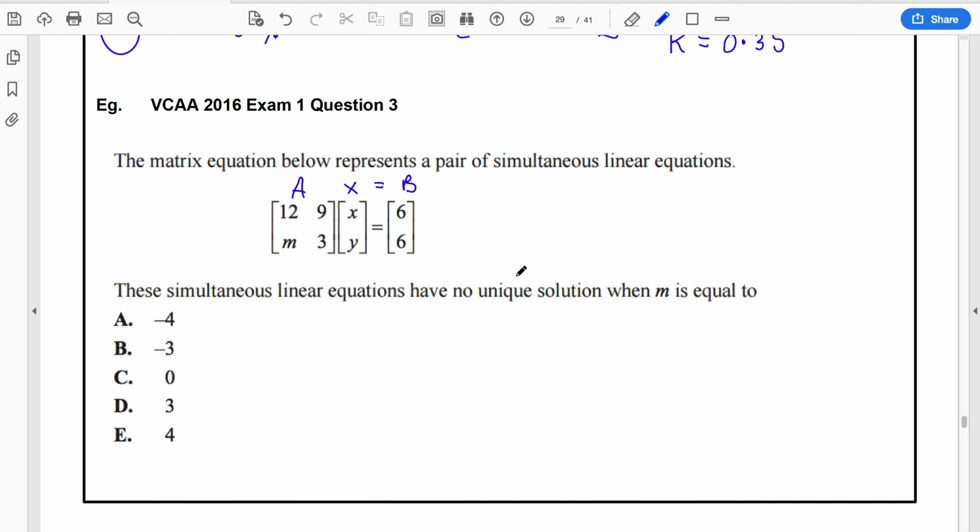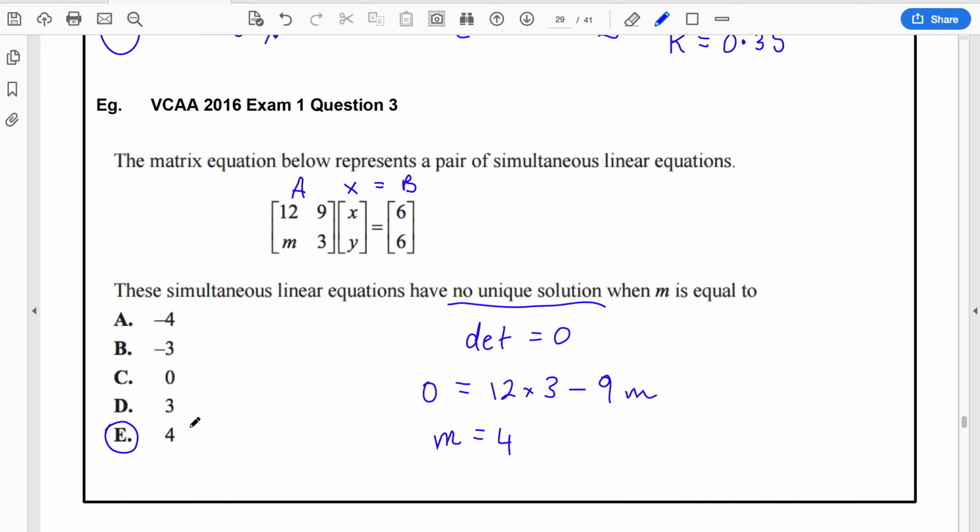And you'll see that we're told this time no unique solution. So just remember that when they say no unique solution, we are still talking about the same situation, and that is because the inverse of A doesn't exist. So just like before, this is a bit easier because it's already set up for us. A times D, so 12 times 3 minus 9 times M has to give us 0. So for that to work, M is equal to 4.